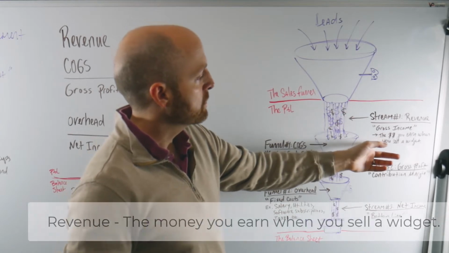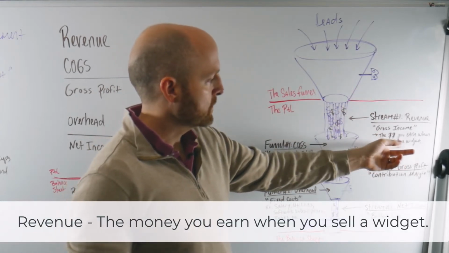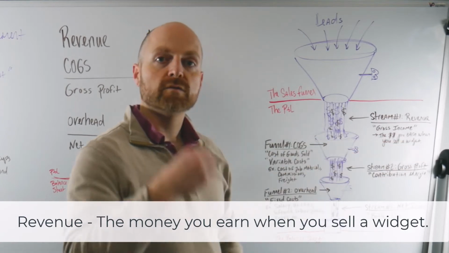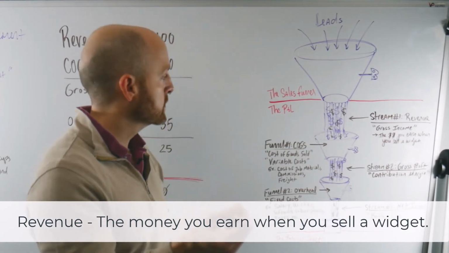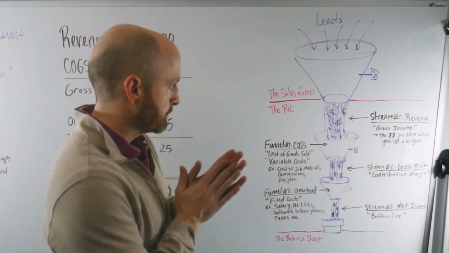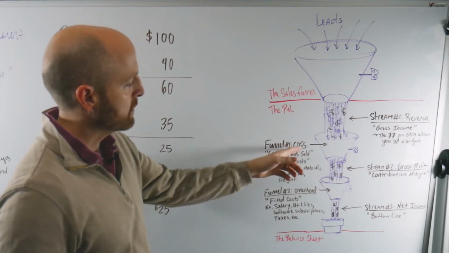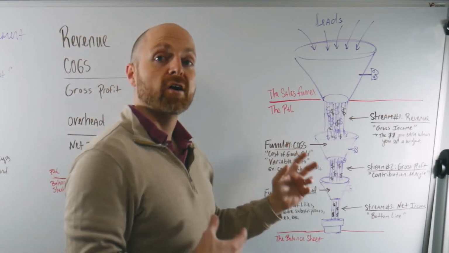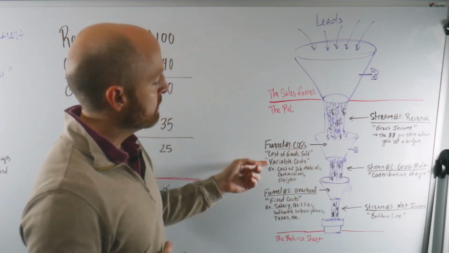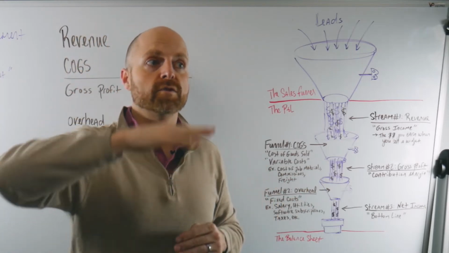So you've turned opportunity into money whenever you sell a widget. So you've earned dollars, right? This is also called gross income, okay? And then it immediately flows into this first funnel called cost of goods. People call it COGS. It's also called variable costs because these vary with every dollar that you sell.